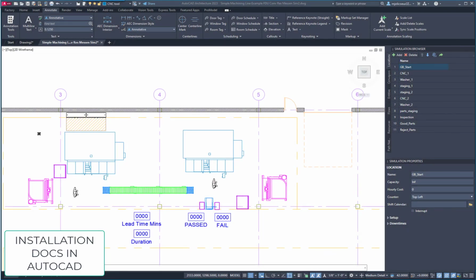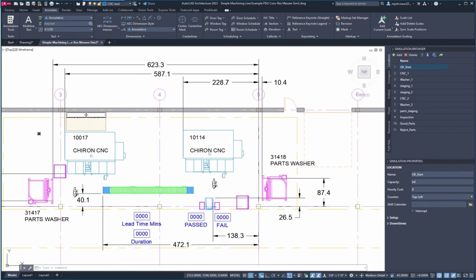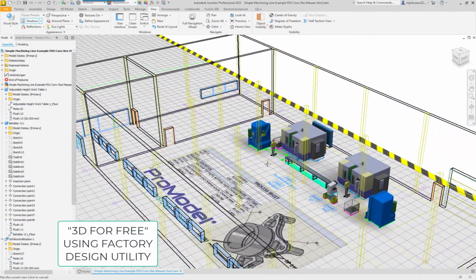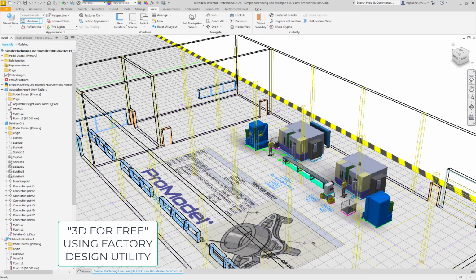As we built the model in the AutoCAD layout, we can now create documents such as installation drawings easily, reducing non-value added work. Easy-to-use interface, powerful simulation capabilities, and 3D for free.